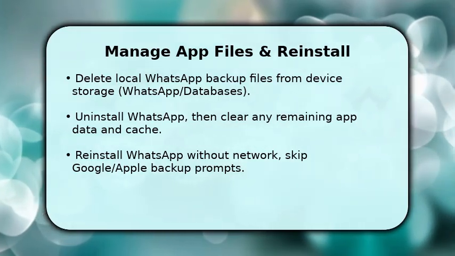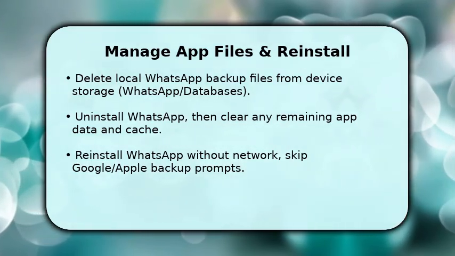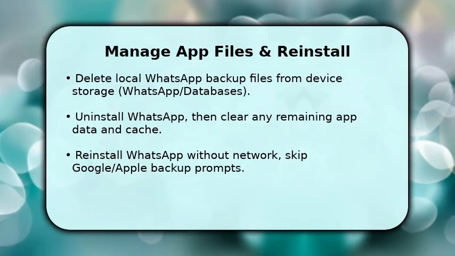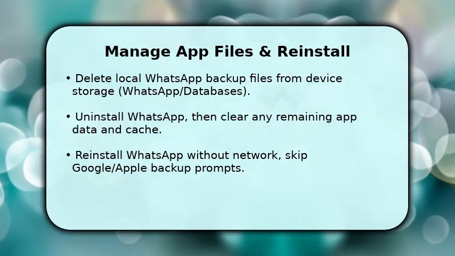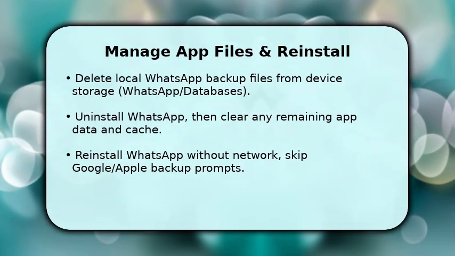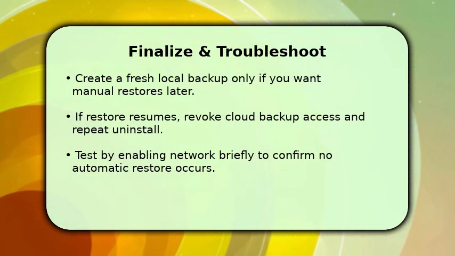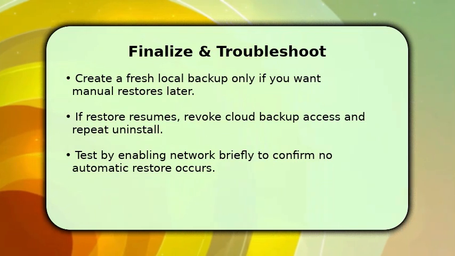Once complete, reinstall WhatsApp but stay offline. Do not enable Wi-Fi or mobile data. During setup, skip Google or Apple backup prompts. This ensures you install a fresh instance. To finish, set up WhatsApp while offline and optionally create a fresh local backup if you plan manual restores later.